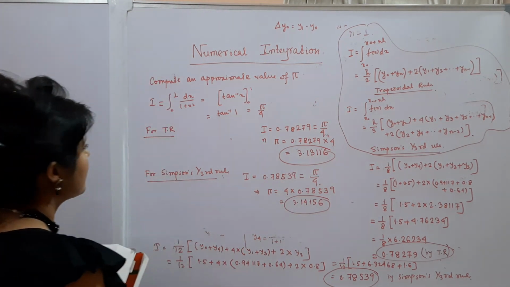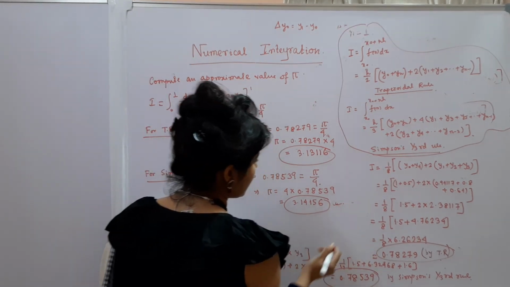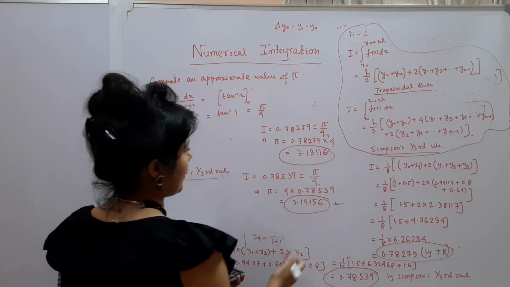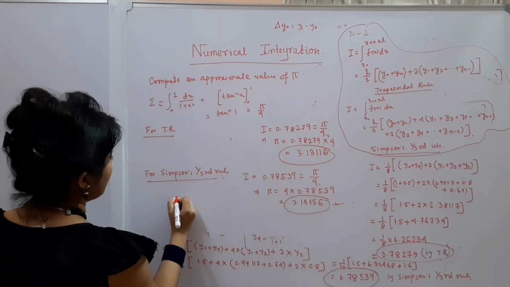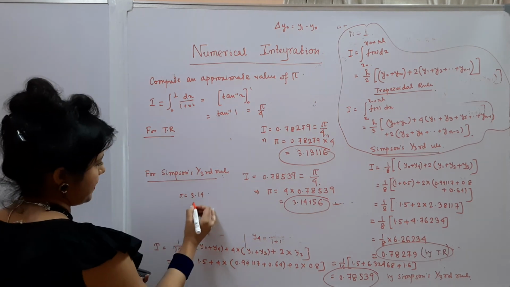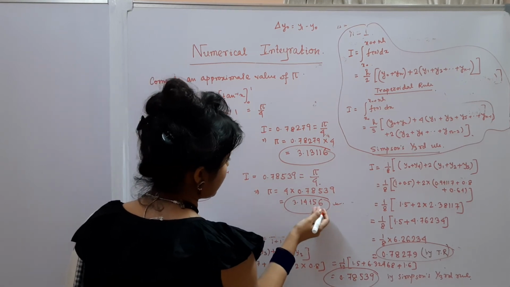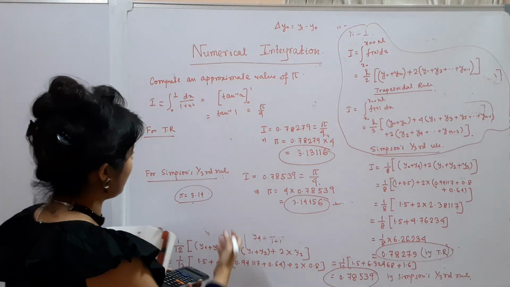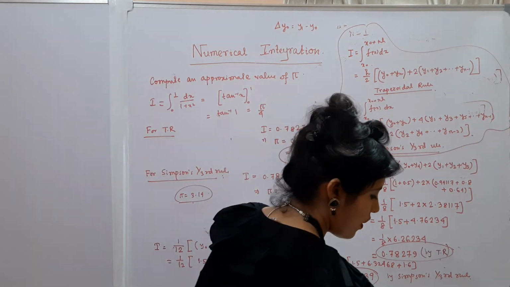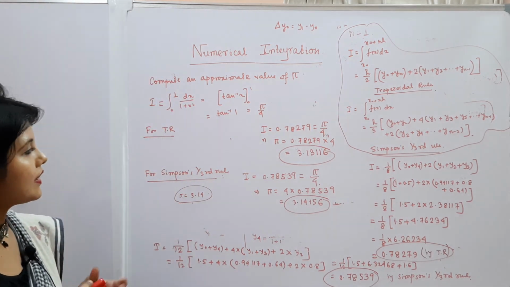And this is the value for pi, 3.13116, for trapezoidal rule. So actually this is giving you the most approximate value, I think, because we know that the value of pi is 3.14 and something. So this will give you the more appropriate value of pi by Simpson's 1/3 rule. So in this problem I have used the two rules.